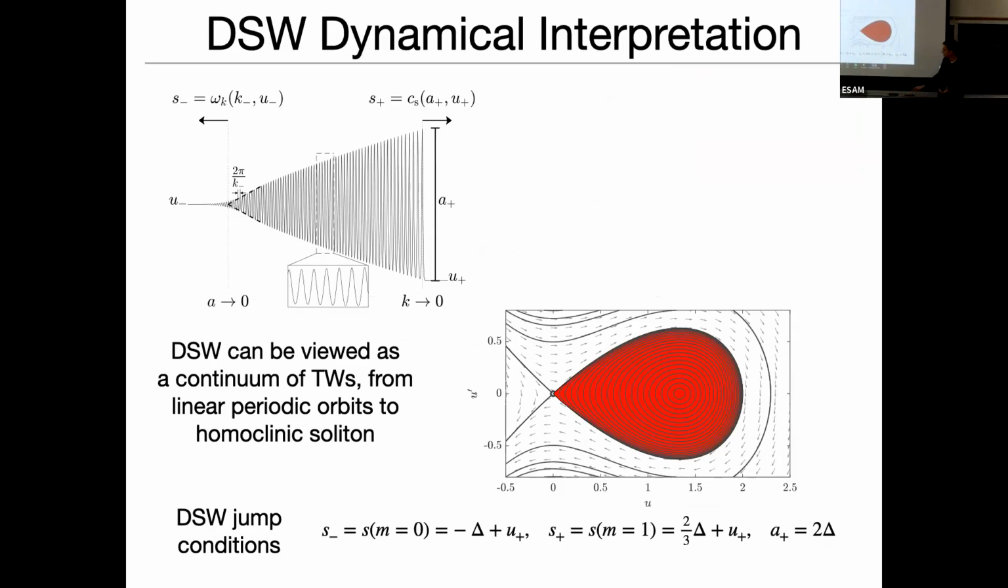From that dynamical systems perspective, we're actually using the entire family of periodic orbits all the way up to the edge, the homoclinic orbit of the solitary wave, or soliton in this case. Rather than just a single orbit, we're using this whole family. And we can characterize this jump condition, namely the speed of the trailing edge and how it relates to the jump height, and the speed of the leading edge and how it relates to the jump height. We can also get the amplitude.